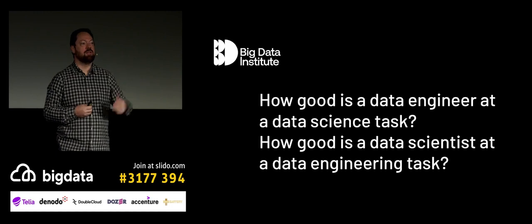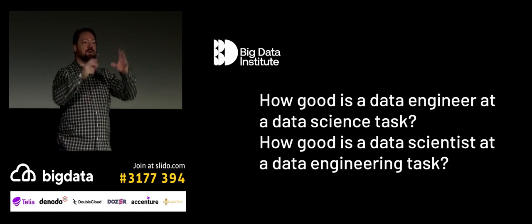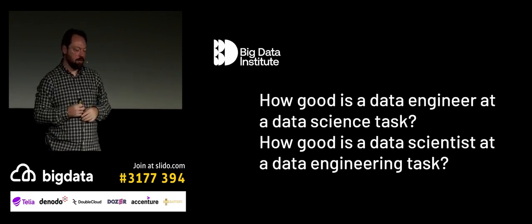Well, how good is a data engineer at creating a model? Not great. So we've inverted the question, and you can quickly see, oh, okay, not very good. Okay, now let's do the same thing for a data scientist.